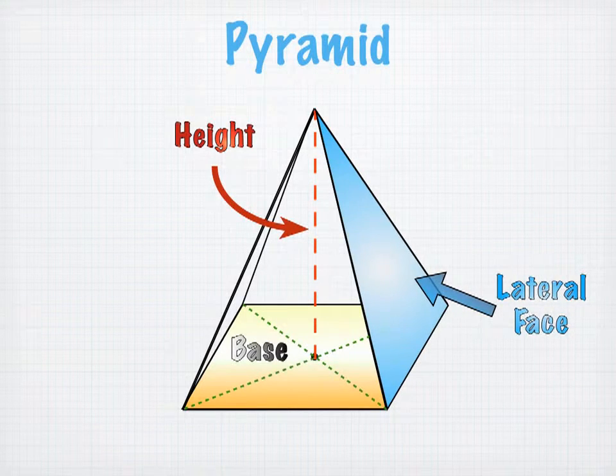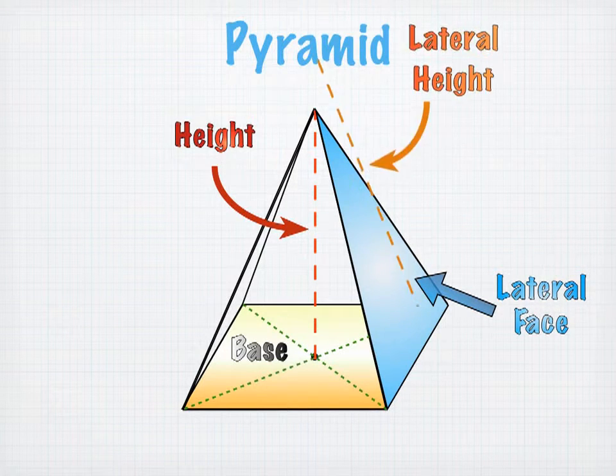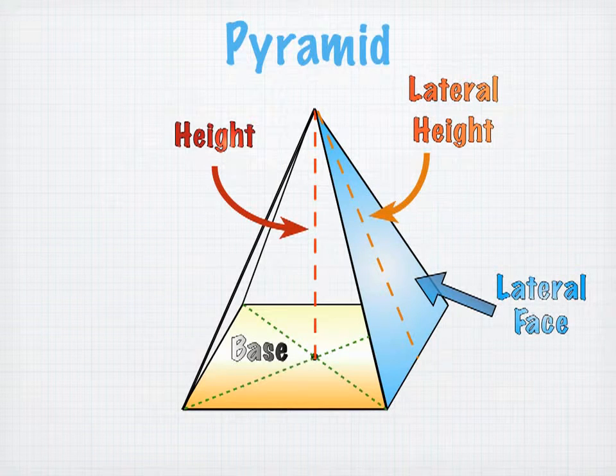A lateral face is similar to a lateral face in a prism, except in this particular case, and in all cases with pyramids, they are triangles. Now the height of one of those lateral faces is called the lateral height. See how that kind of fits together?